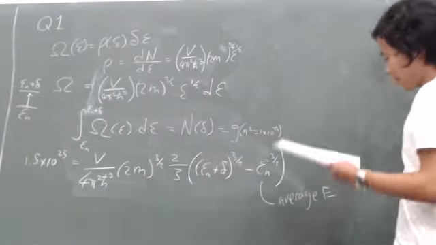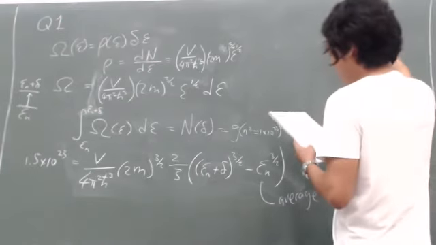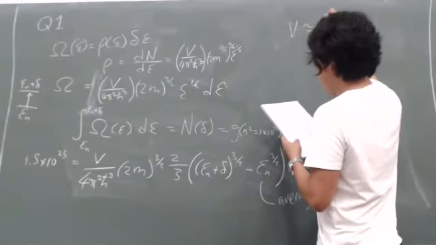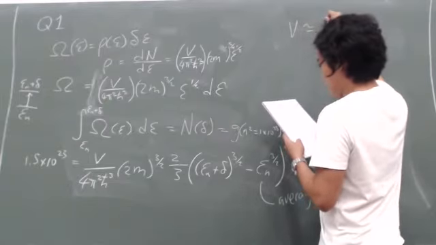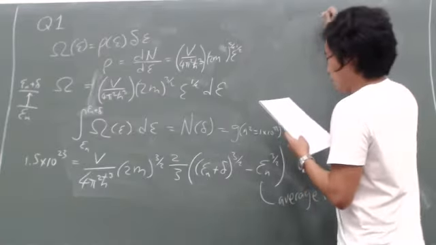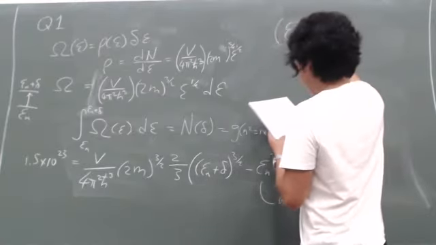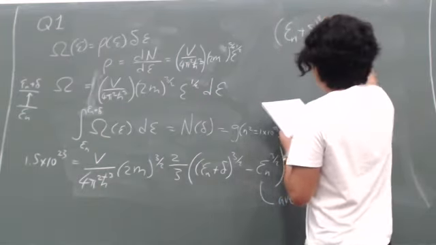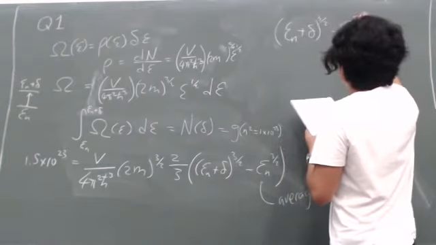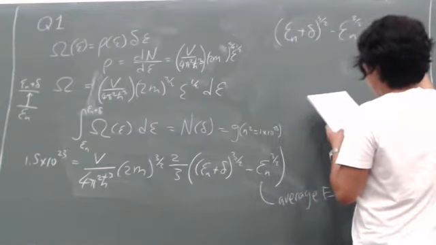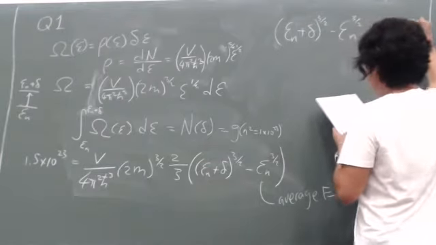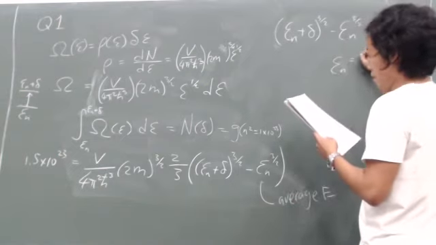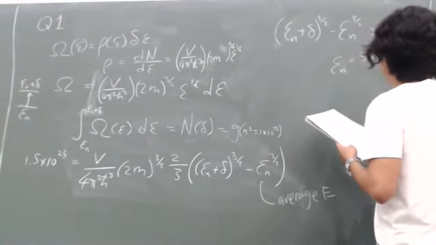And if you work it out, the numbers get completely ridiculous. My calculator refused to do it the first time. So your volume is approximately, eventually we get epsilon n plus delta to the power of 3/2 minus epsilon n to the power of 3/2 is approximately 1 times 10 to the minus 73. And epsilon n, as we estimated before, is about 5 times 10 to the minus 21.